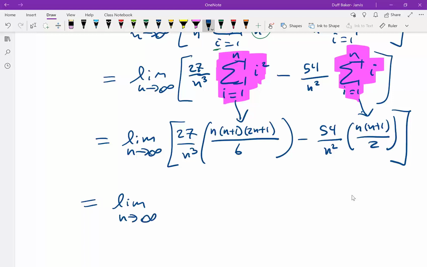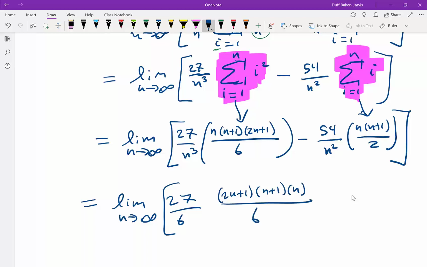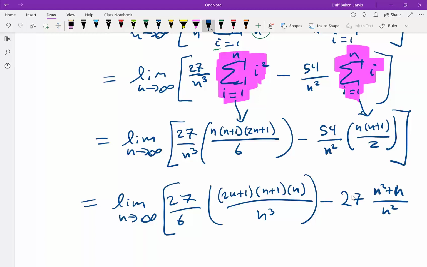What's the best way to say this? I'm going to rearrange this first term a little bit. It doesn't really matter what order you write it in on top. And on the bottom we'll have an n cubed. Then the second part, we'll have 27 times n squared plus n, over n squared. Okay.